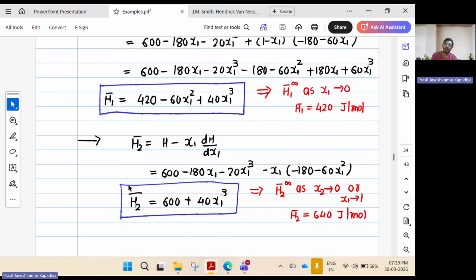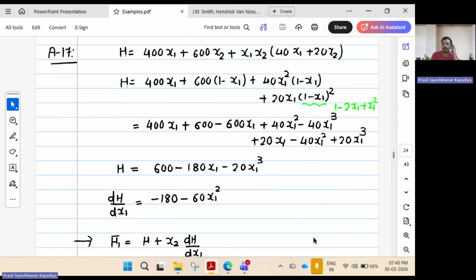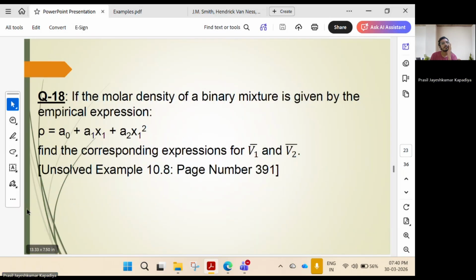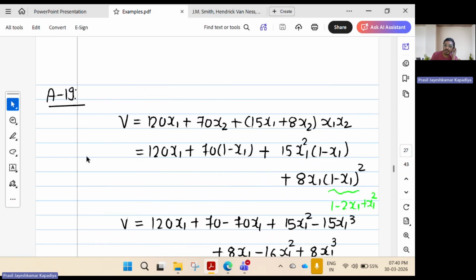Similarly, I have the formula H2 bar is equal to H minus x1 dH dx1. When do I get H2 bar infinite? H2 bar infinite means x2 tends to 0, which means x1 is tending to 1. So if I put 1 here, I get 640 joules per mole. This is how I can find H1 bar, H2 bar, H1 bar infinite and H2 bar infinite. Okay, this problem is also there, but it is going to be slightly long.